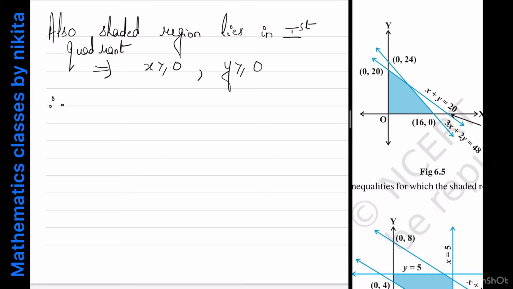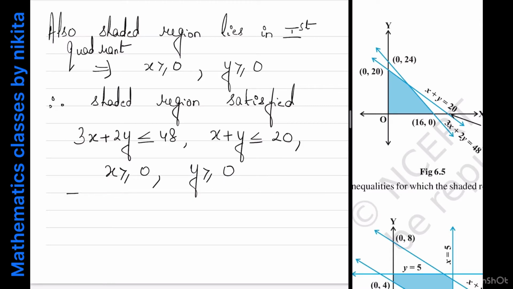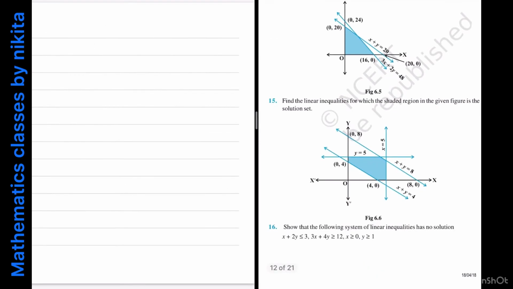Therefore the shaded region satisfies, or we can say that the shaded region is the solution set of the following inequalities: 3x plus 2y less than or equal to 48, then x plus y less than or equal to 20, then x greater or equal to 0 and y greater or equal to 0. So this is your solution to this question. I hope you understood. Next we have question number 15.